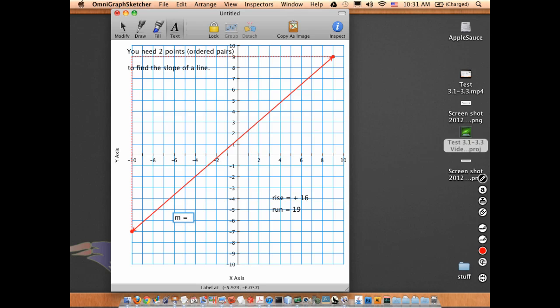In algebra and in geometry, for whatever reason, I have no idea why, they chose the letter M. M is the letter that represents the slope. And so the slope is equal to the rise over the run. Rise divided by run. And so in this case, we get a slope of M equals 16/19. And we can't really reduce that anymore. We could use a calculator, of course, to get a decimal value, right? That's easy enough to do. But I'm just going to leave that right there as 16/19. So we're going to use it that way.